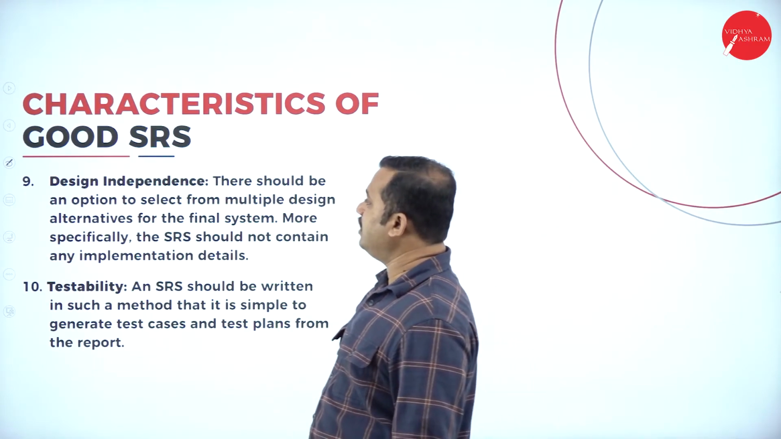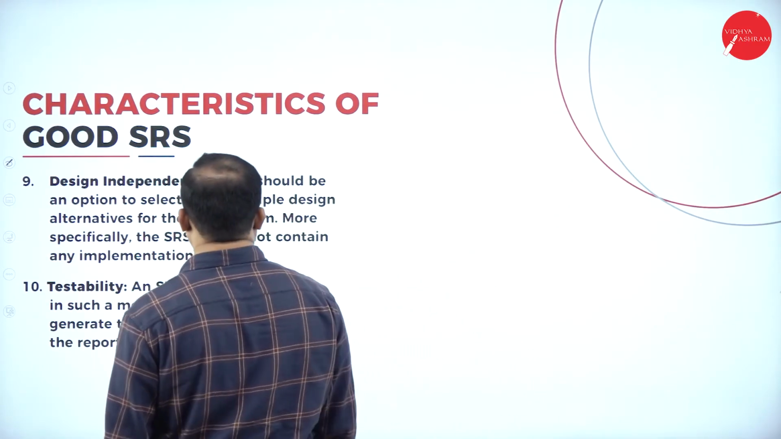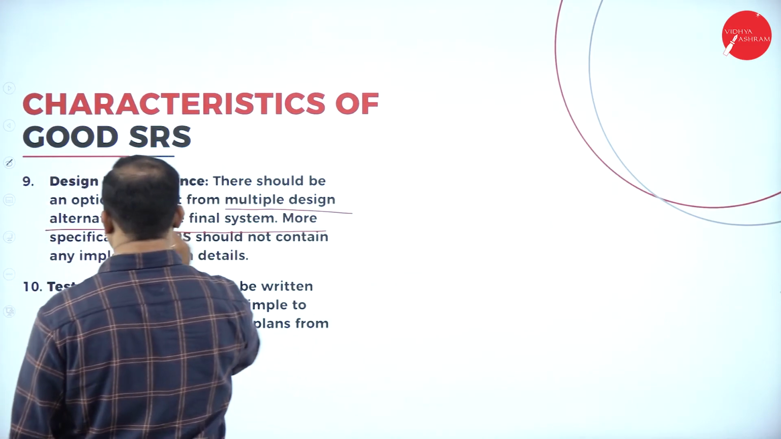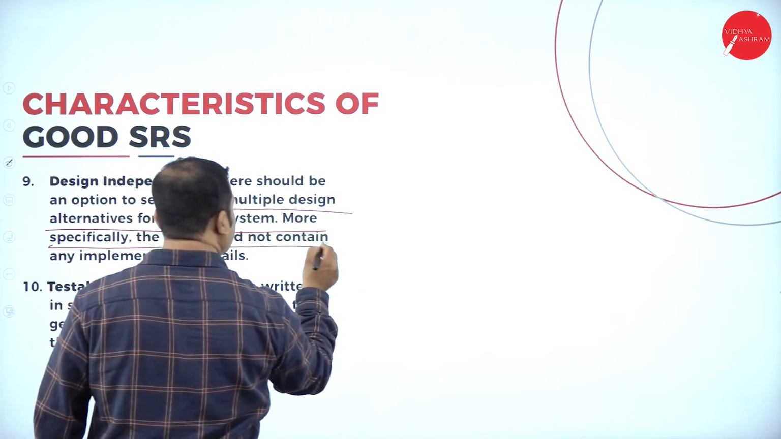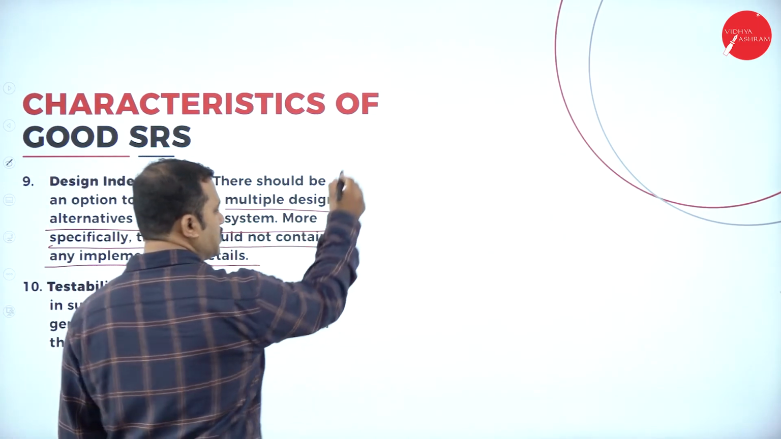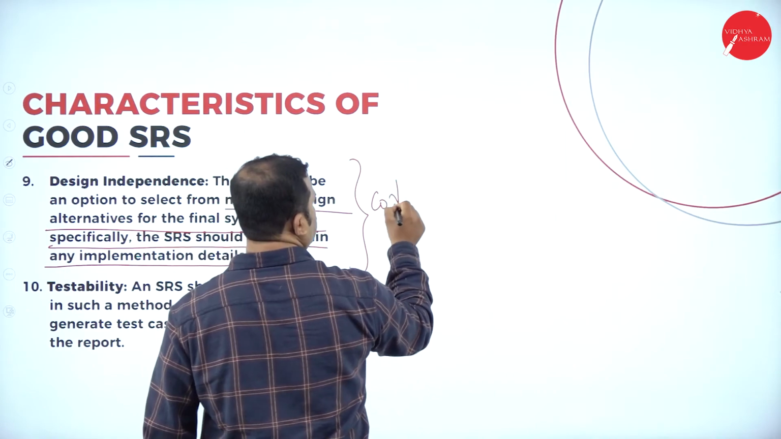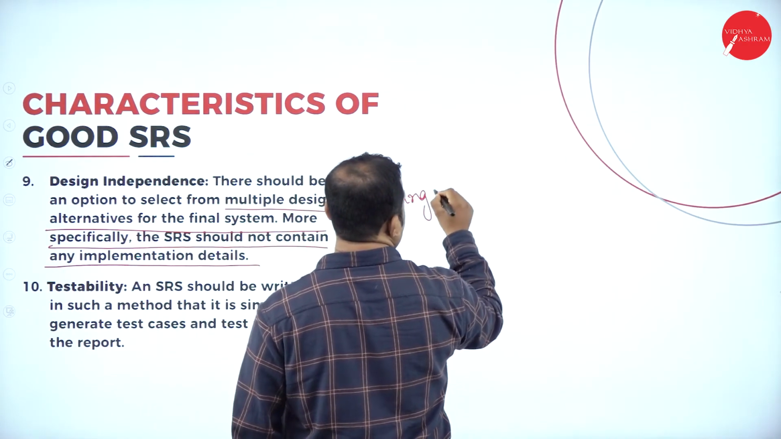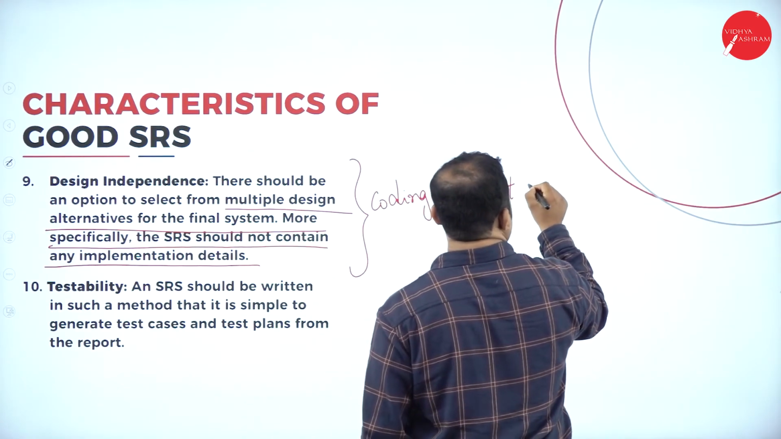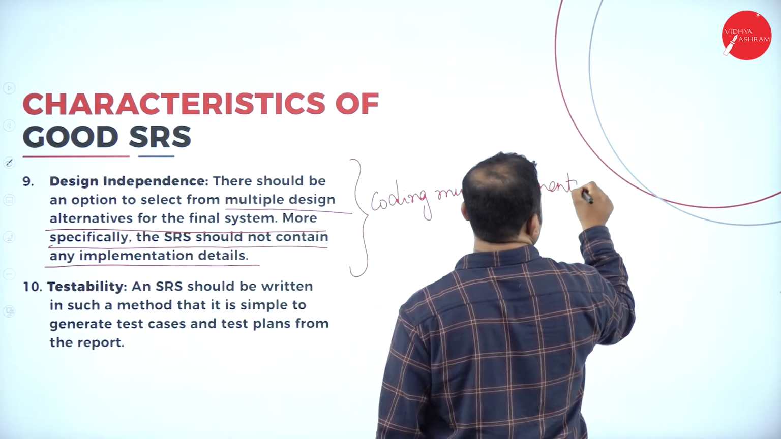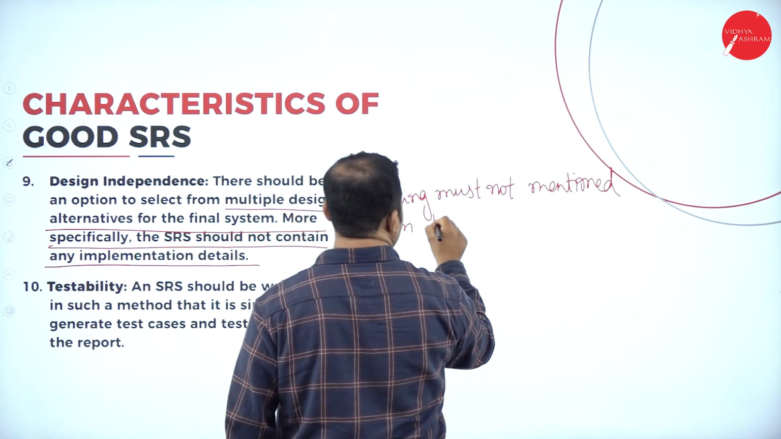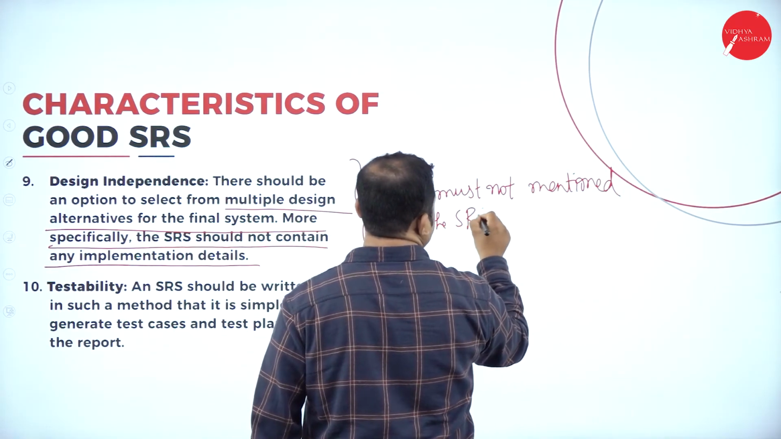Then design independence. What does that mean? Multiple design alternatives for the final system are to be defined. Specifically, the SRS should not contain any implementation details. Coding must not be implemented or mentioned in the SRS document.